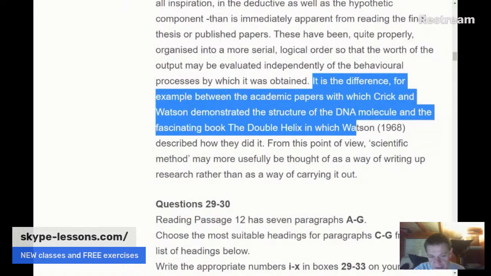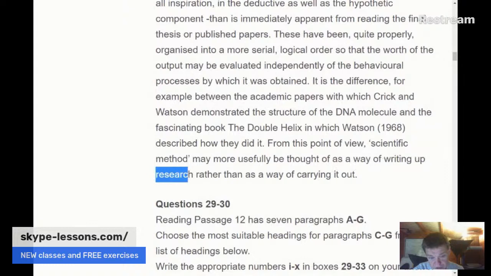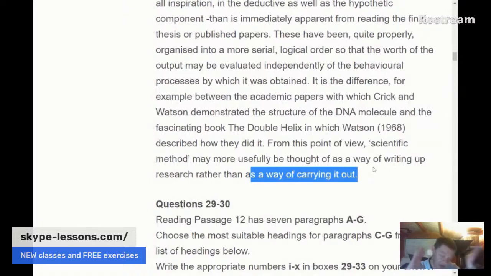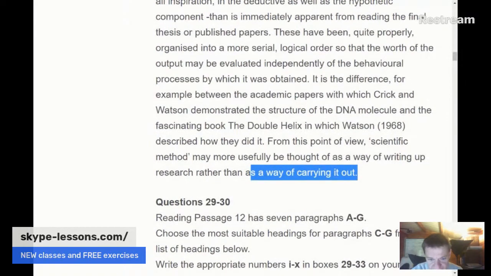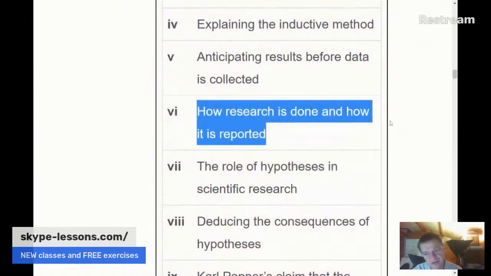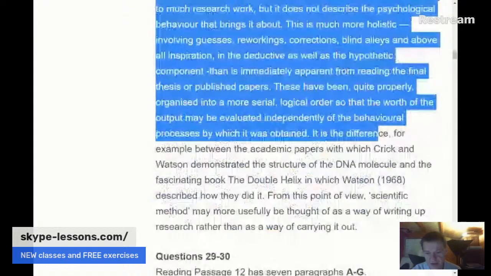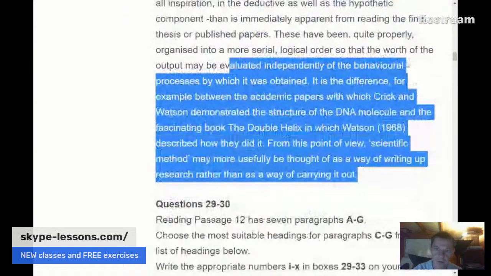From this point of view, scientific method may be more usefully thought of as a way of writing up research. Yeah, definitely about research and how research is reported, rather than as a way of carrying out research. Now, personally, I didn't like that last line in terms of what it's arguing. I disagree. But I can see that this means that G certainly must be how research is done and how research is reported, because the first part is how research is done and the second part is how research is reported. Okay, so I hope that's clear.